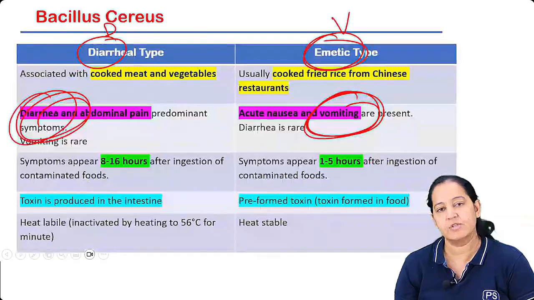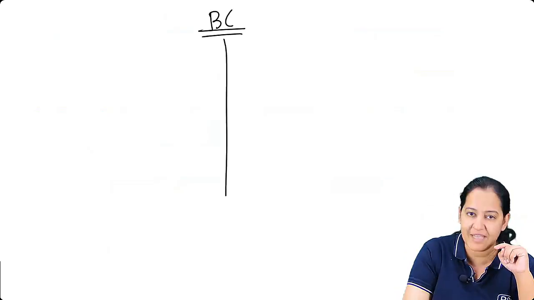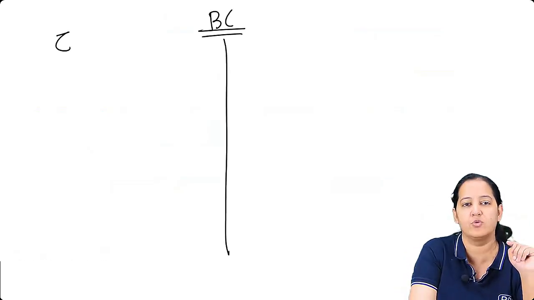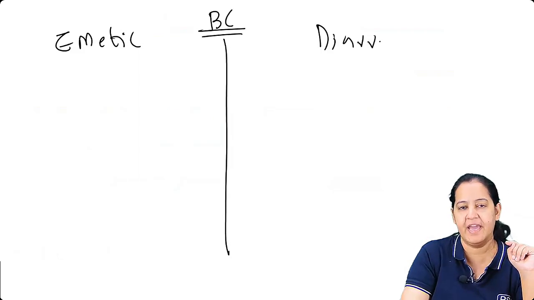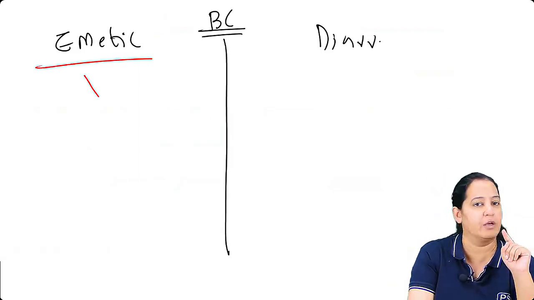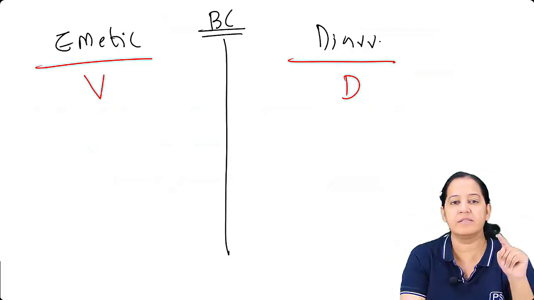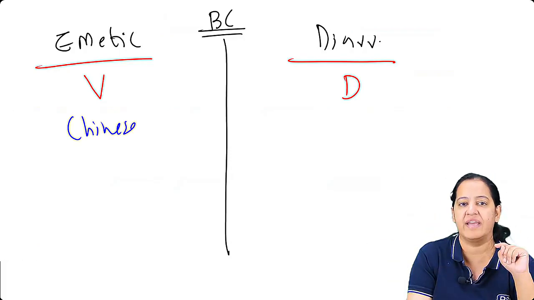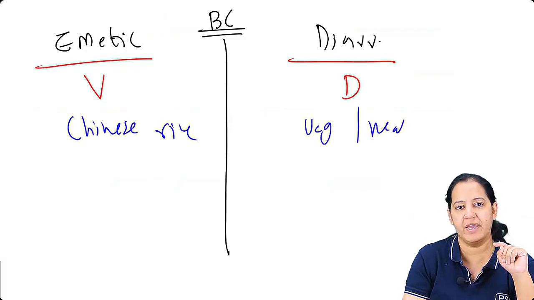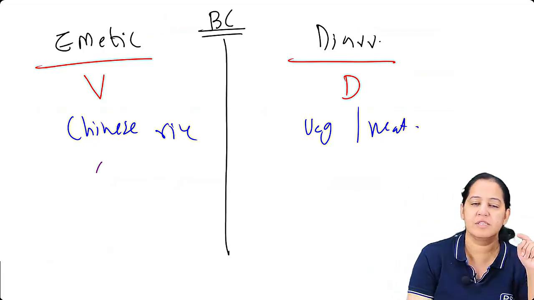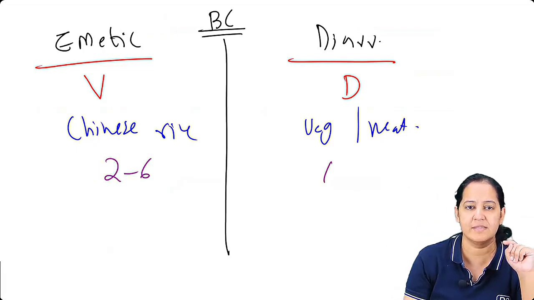So what are the 2 types of food poisoning? Can you tell me? Emetic type and diarrheal type. In emetic type only vomiting, no diarrhea. In diarrheal type only diarrhea, no vomiting. Tell me the food. This occurs by Chinese fried rice, and this occurs due to vegetables or meat. Incubation period: this is within 2 to 6 hours, and this is 6 to 16 hours.